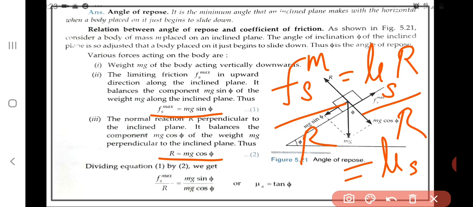So by dividing the two conditions for equilibrium, we get mu s is equal to tan phi. Here mu s is the coefficient of static friction and phi is the angle of repose. So don't get confused. In the previous discussion we had angle of friction and here we have angle of repose.